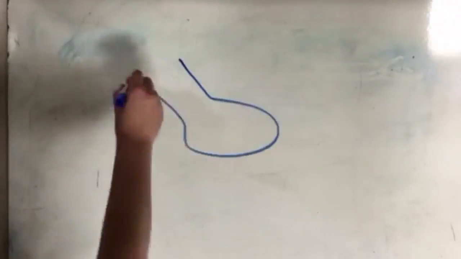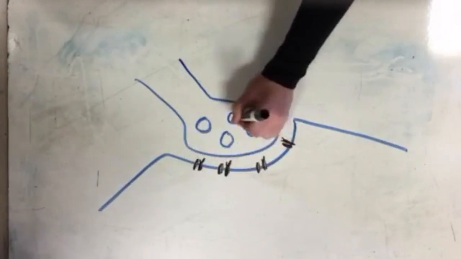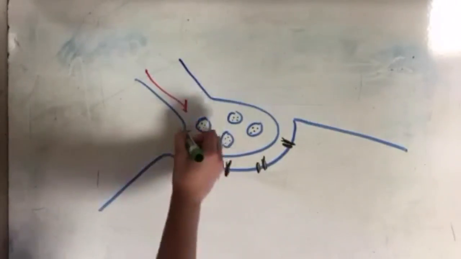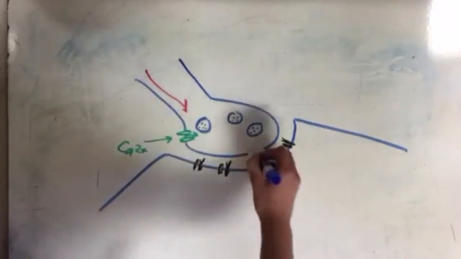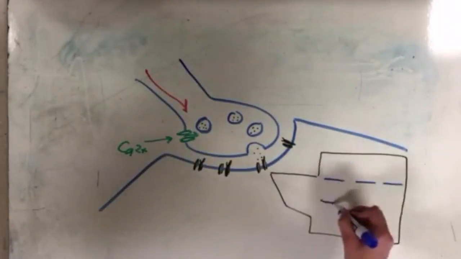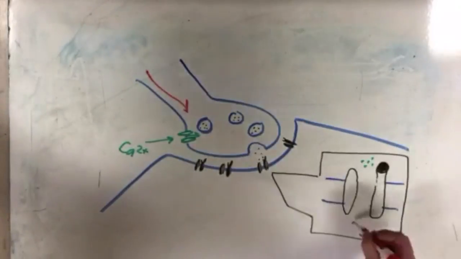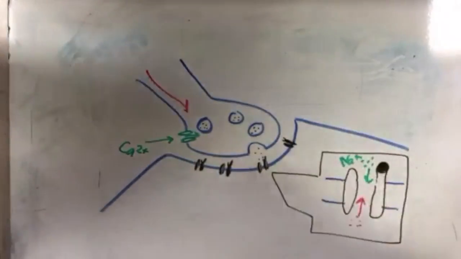When an action potential reaches a synaptic terminal, the membrane depolarizes, causing calcium ion channels to open and allowing an inflow of calcium ions into the cell. The increase of calcium ions causes vesicles holding neurotransmitters to fuse with the presynaptic membrane. These neurotransmitters bind to a ligand-gated ion channel located in the postsynaptic membrane.